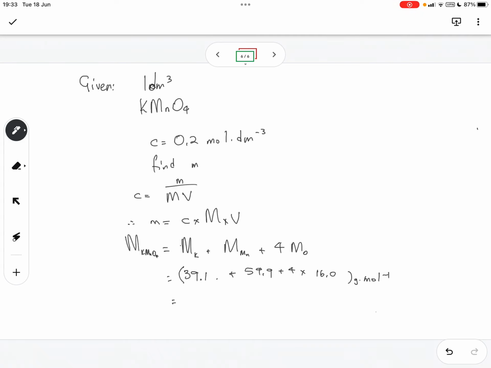So we simply add those to get the molar mass of potassium permanganate. So 4 times 16 plus 54.9 plus 39.1. So that gives us 158.0 grams per mole.